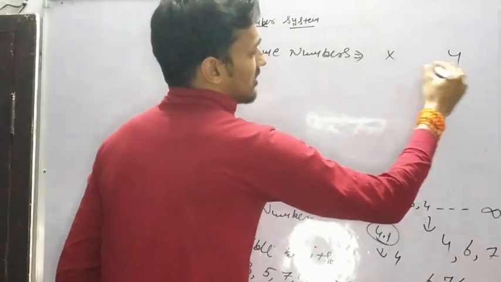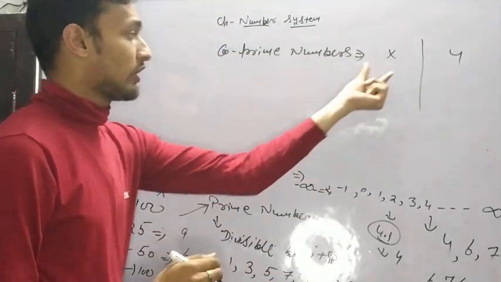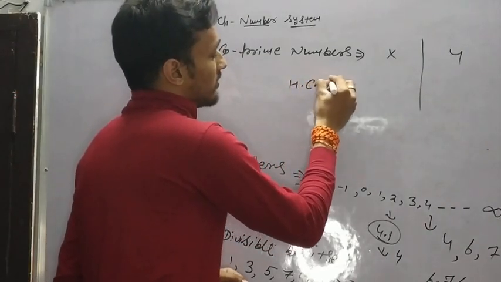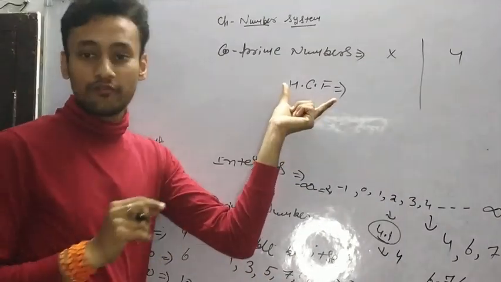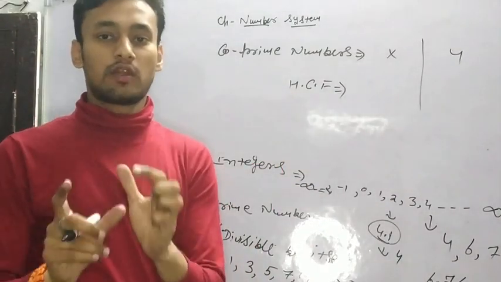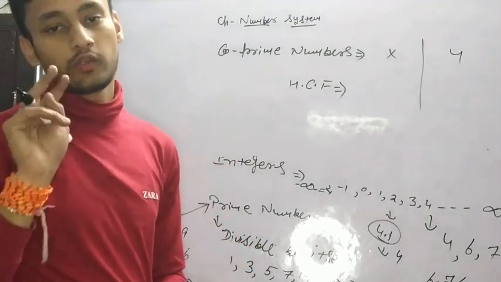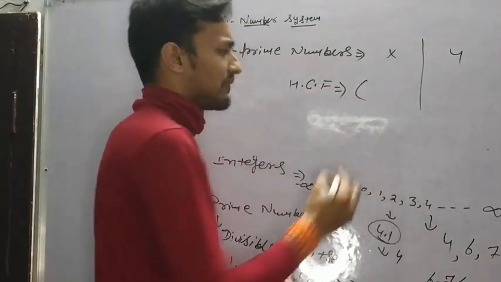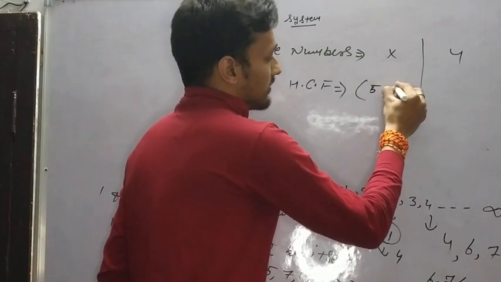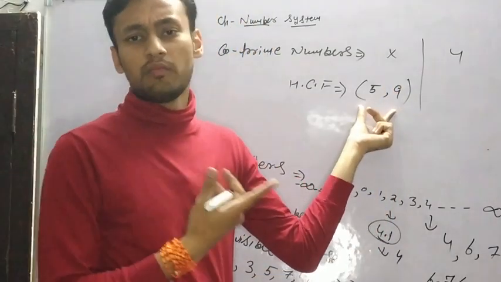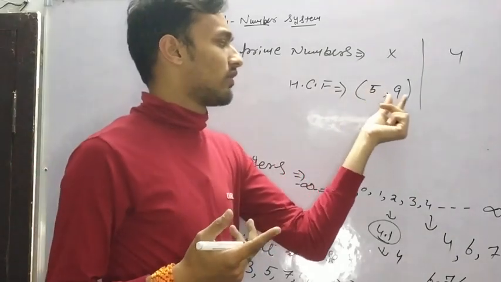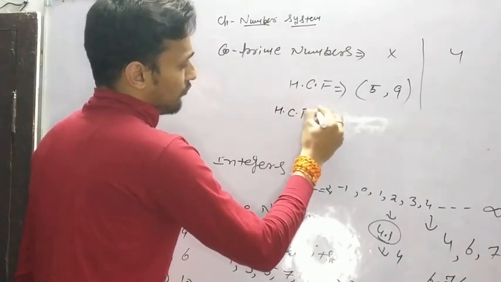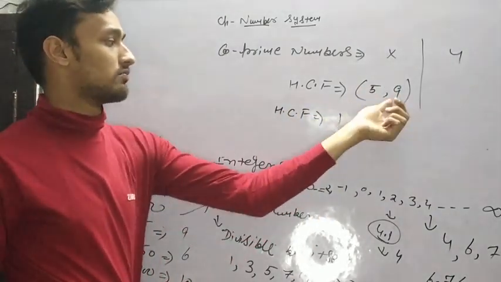One number is x, another number is y. Two numbers are co-prime when their HCF is 1. HCF means highest common factor. When nothing is common in two numbers, those numbers are called co-prime numbers. Let us take a mathematical example, 5 and 9. Nothing common is there. 5 is divisible by 5 only, 9 is divisible by 3 or 9. So the highest common factor is 1. So those kinds of numbers are called co-prime numbers.